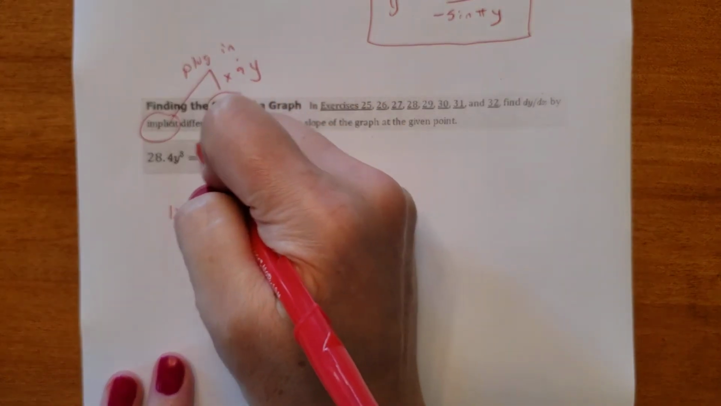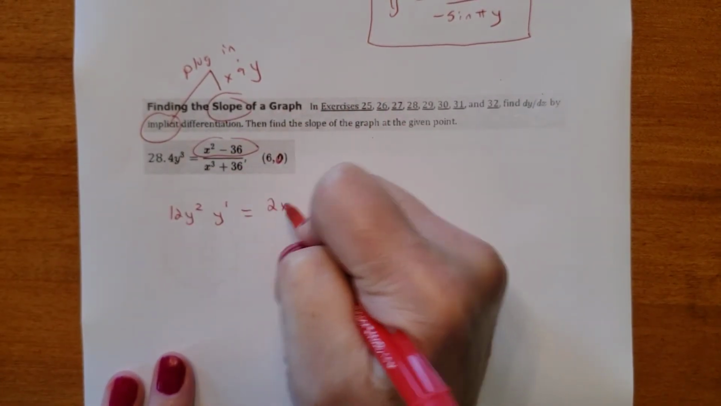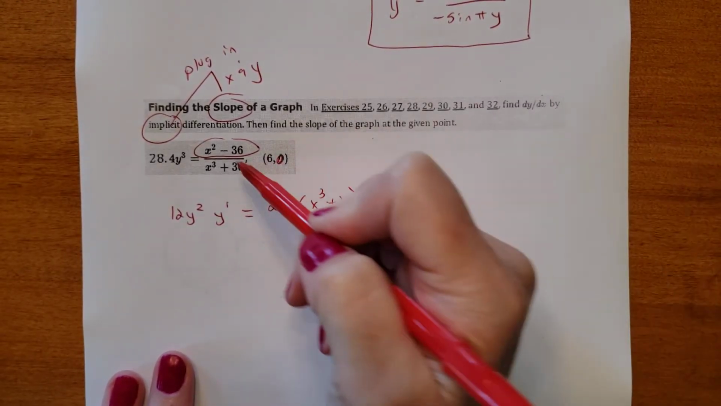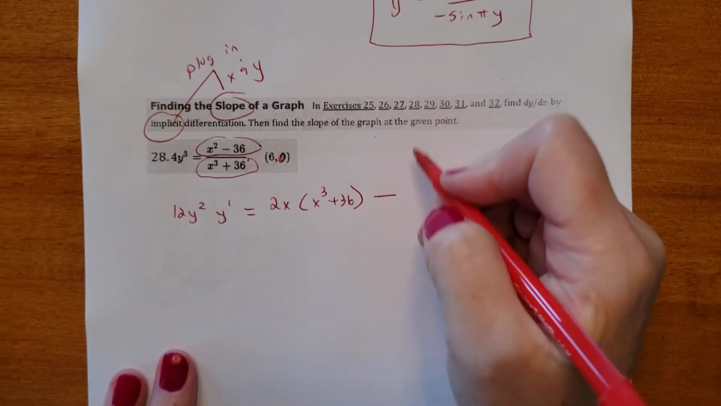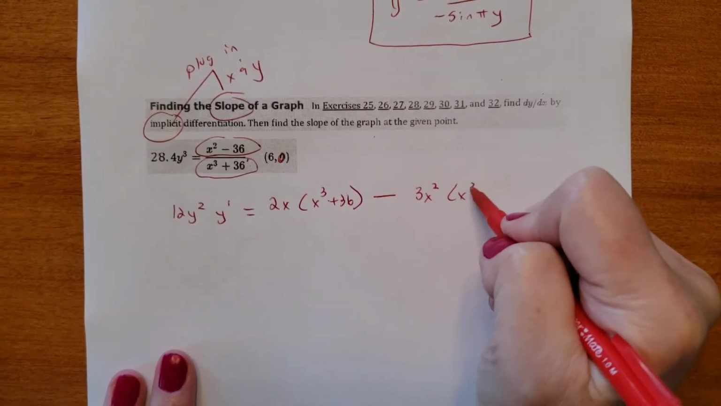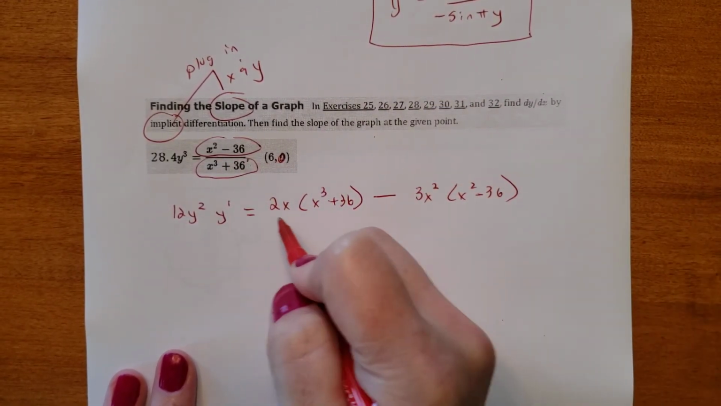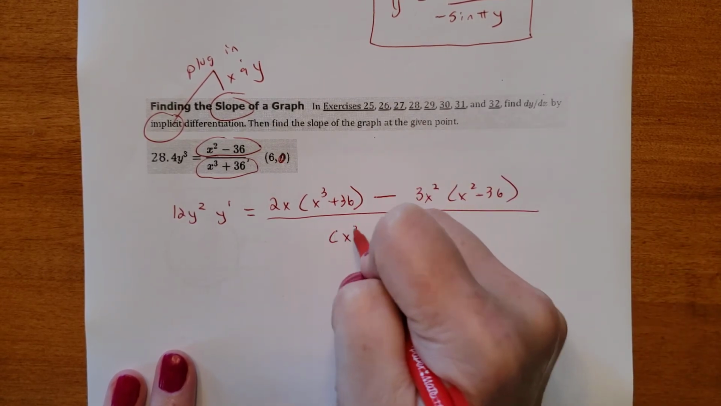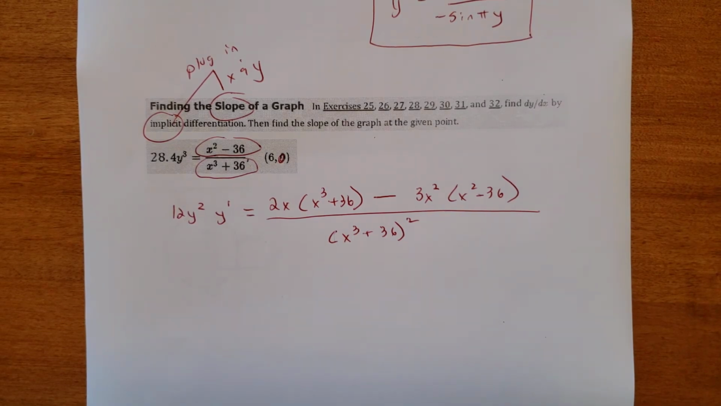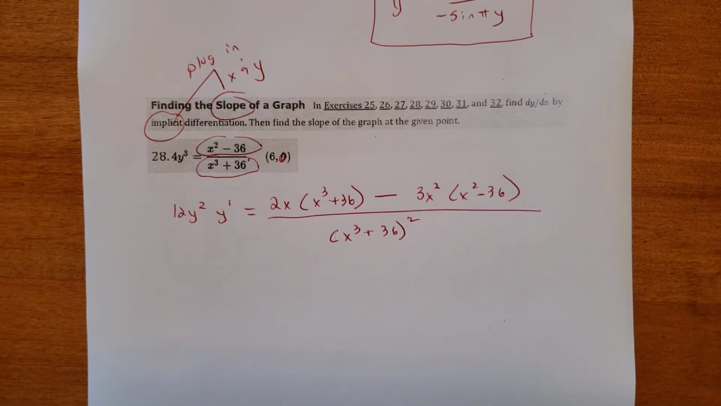So I'm going to do the derivative of the top, which is 2x, times the denominator, which is x to the third plus 36, minus the derivative of the denominator, which would be 3x squared, and then times the top, and then all over the denominator squared. Let me stare at it for a second here, see if I did anything wrong. All right, I think it's good.